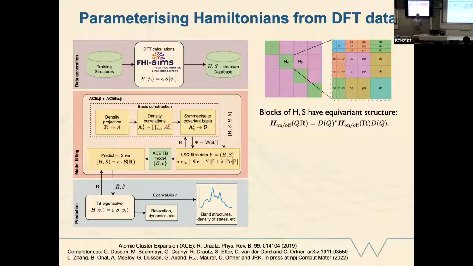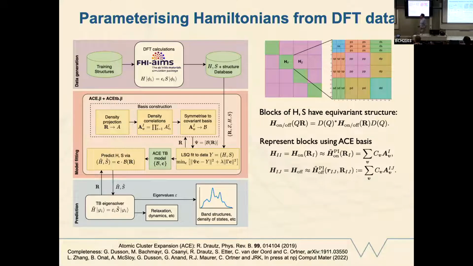So overall, blocks of the Hamiltonian have an equivariant structure that's given through the Wigner D matrices. If you rotate the structure, this is what happens. So for the Hamiltonian, we first of all represent the blocks using a relatively simple function basis set.